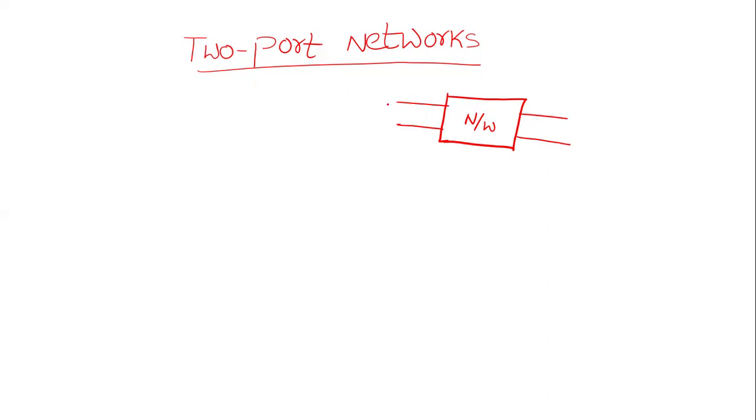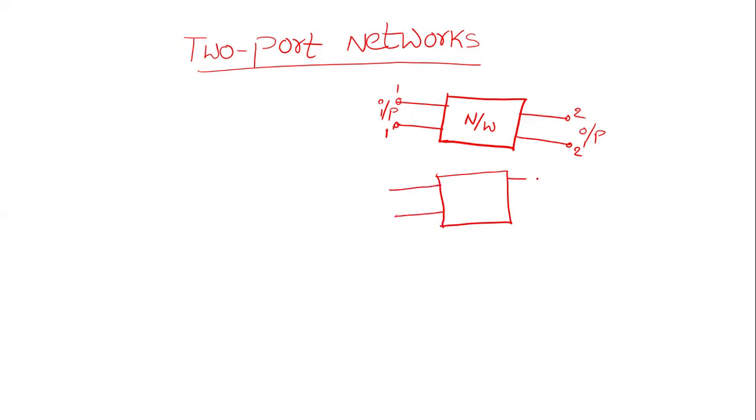For this circuit, we will apply some input at a pair of terminals called a port. This is one port, 1 and 1 dash, and this is another port, 2 and 2 dash. So this is called a general two-port network model. In a more general way, a two-port network will look like this.